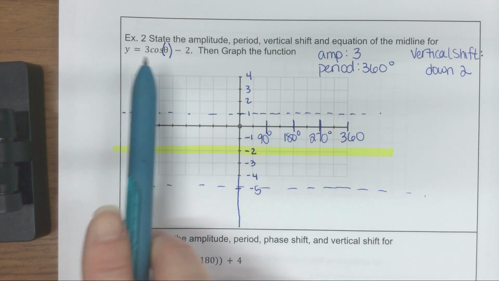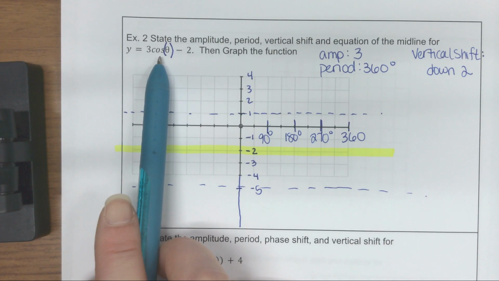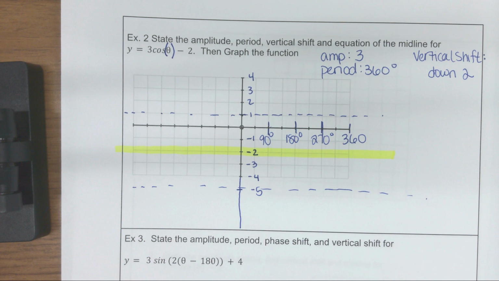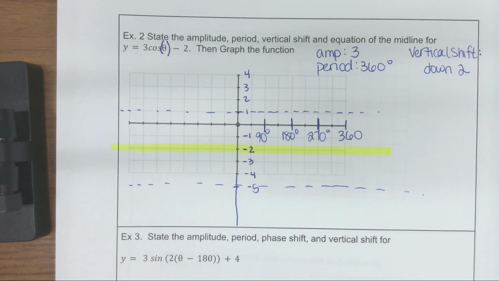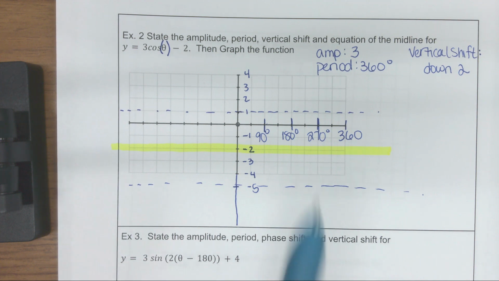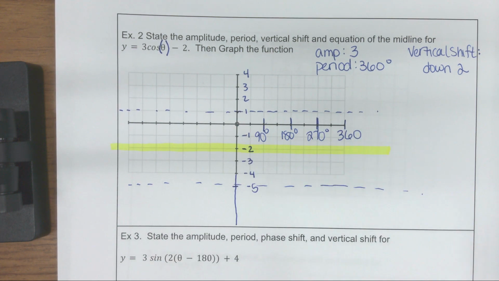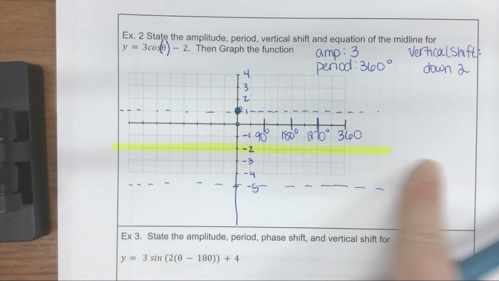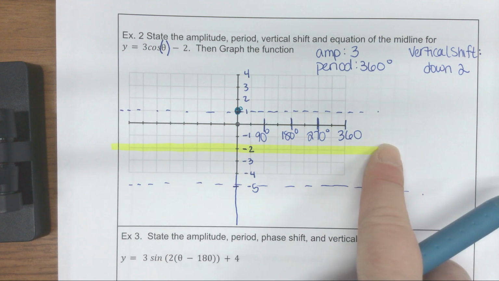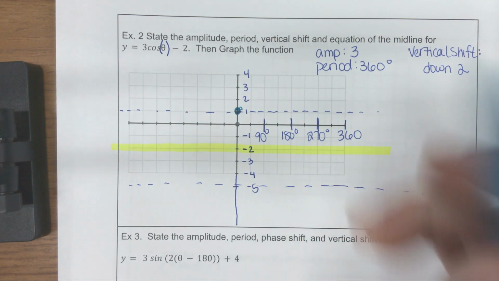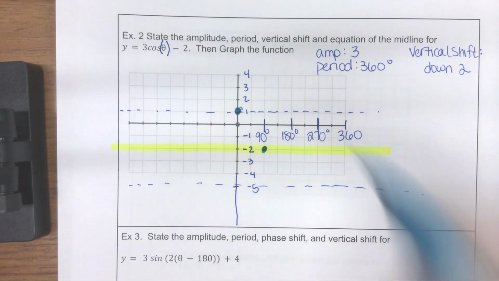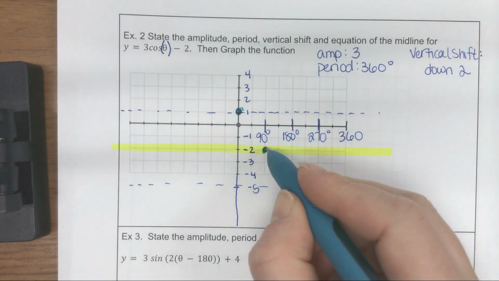If I'm graphing a cosine curve, where should I start at 0? Normally it starts at its top, right? Where's the top of our curve though? Is this top dashed line. So I'm going to start my cosine curve up here. Now we're going to graph, but instead of our x-axis, we're going to use this midline, okay? So then at 90, it goes to the midline. This is like my x-axis now.